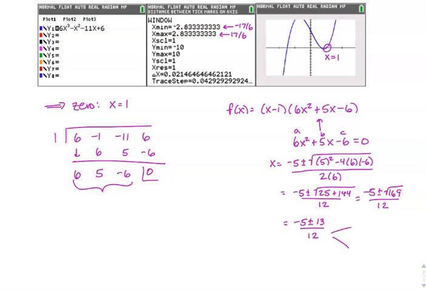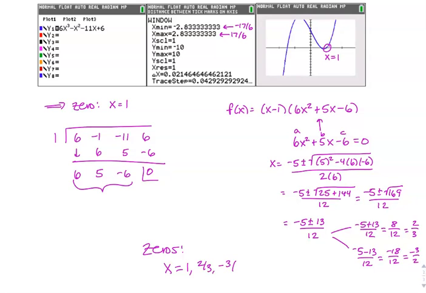So actually consider each of those separately, the plus and the minus. So negative 5 plus 13 over 12 and negative 5 minus 13 all over 12. So we end up with negative 5 plus 13, we have 8 over 12, which we can reduce to 2/3. Negative 5 minus 13, we have negative 18 over 12, which we can simplify to negative 3/2. So what we have found is that the zeros of our original polynomial function, there's 3 of them, x equals 1, x equals 2/3, and x equals negative 3/2. So those 3 horizontal intercepts correspond to 3 real zeros.